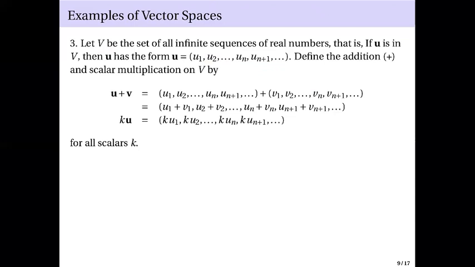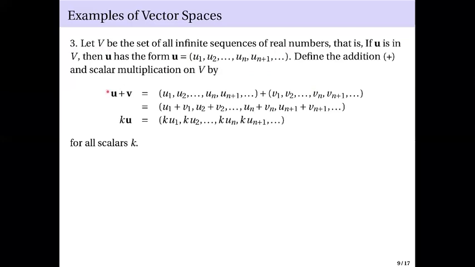So those are the conditions. The other condition is that these components must be real numbers. Those conditions must be satisfied by an object so that it will belong to the set V.